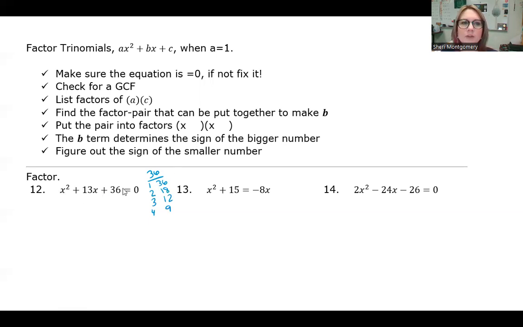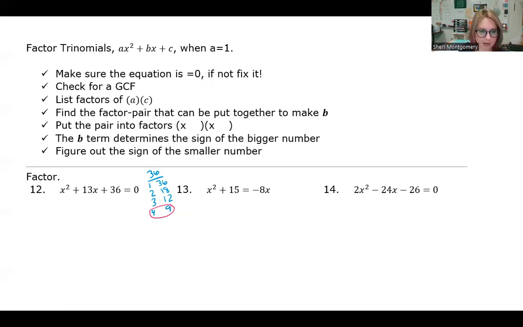So you have to multiply the first and last. That gave me 36. So I'm looking for one of these pairs that I can put together. And I didn't say add because sometimes it's not adding. I need to combine them or put them together to make 13. So it's like 36 minus 1, nope. 36 plus 1, nope. Okay, 18 plus 2 or minus 2. So do we have a pair in here that I can put together to make 13? 9 and 4. So that's my factor pair.